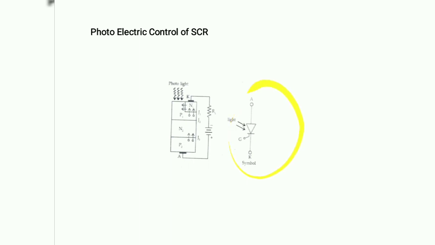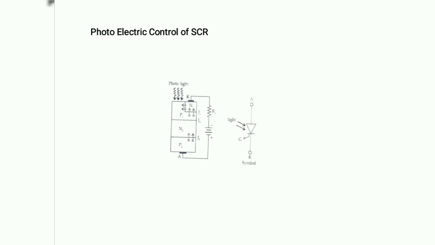So this is the symbol for photoelectric control of the SCR. Such an enhancement in the carrier injection at junctions J1 and J3, with the current building up cumulatively, is known as the avalanche fashion. The current increases in an avalanche fashion, so the SCR turns on. Because of the light incident on the SCR, the SCR turns on.